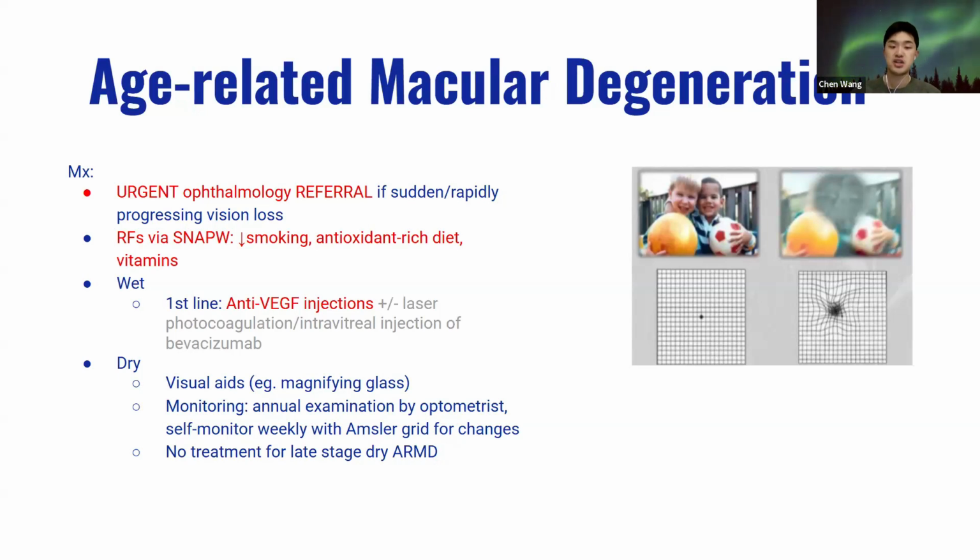For dry macular degeneration, there's not much that can be done, and there's not really any treatment that is effective. So we just monitor these patients longitudinally. They'll have annual examination by the optometrist. They'll self-monitor weekly with the Amsler grid as well, which we talked about at the very start of this lecture.